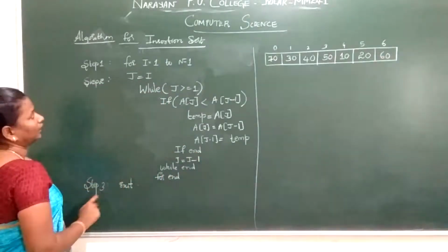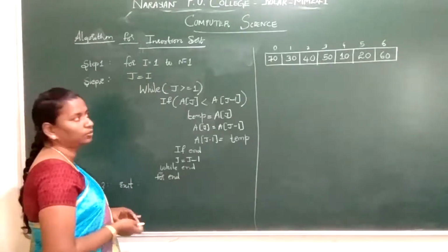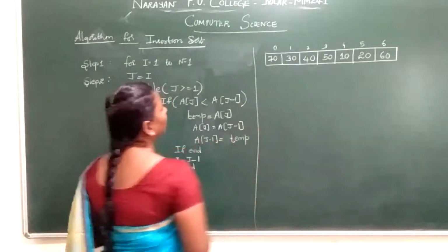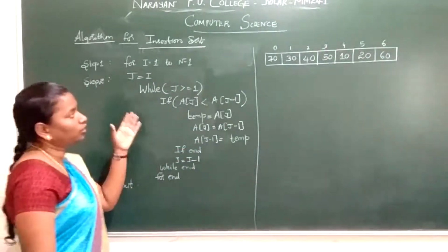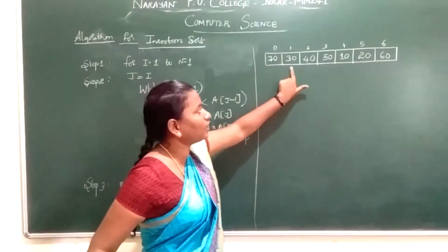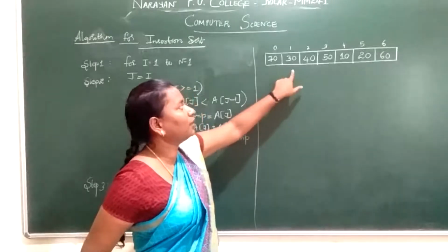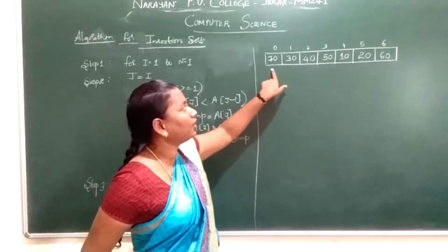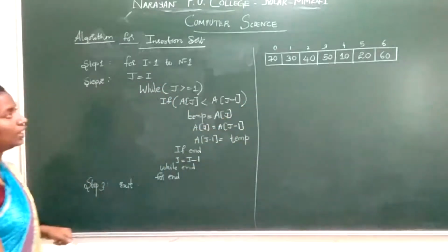So we have only 3 steps. We have a for loop. Initially i is equal to 1, which means we initialize the element from index 1. The first element is considered to be in its proper order. So from here we will compare 30: is 30 less than 70? We do the comparison between the first two items.